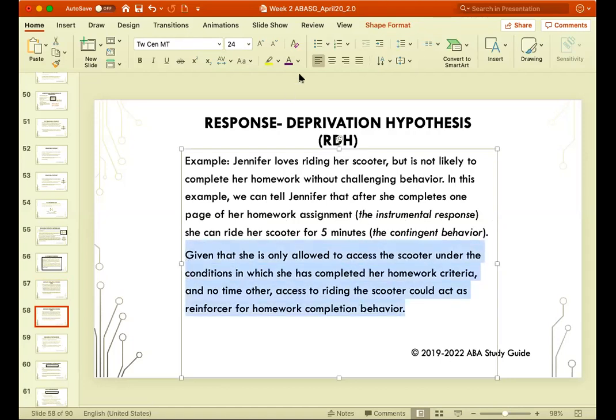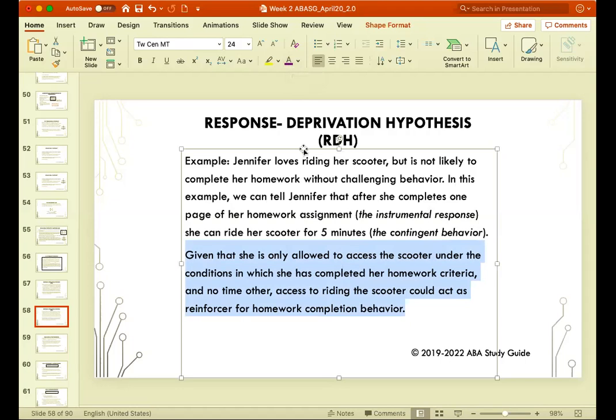So we have to look at baseline rates. I need to look at how often Jennifer rides her scooter. Jennifer rides her scooter every day for 30 minutes, okay? I need to make sure that I restrict the scooter more than baseline. I need to restrict her scooter to less than 30 minutes every day. I need to create a state of deprivation. My state of deprivation is what makes the instrumental response, which is the homework, reinforced by the contingent behavior.